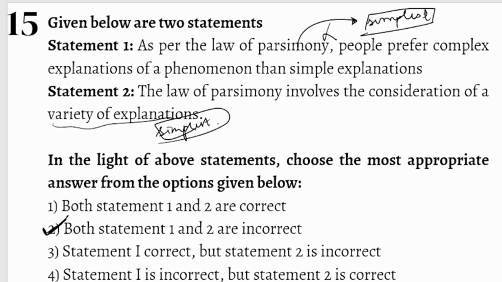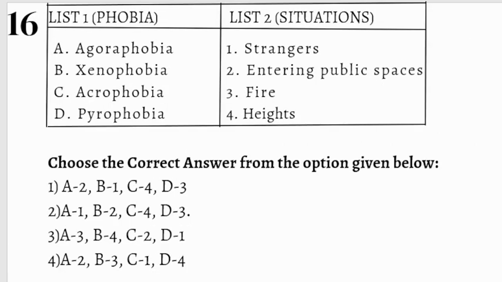Let us move ahead further. Question number 16. So there is a list of phobia and a list of situation. You have to match the phobia with the situation that phobia is elicited in.